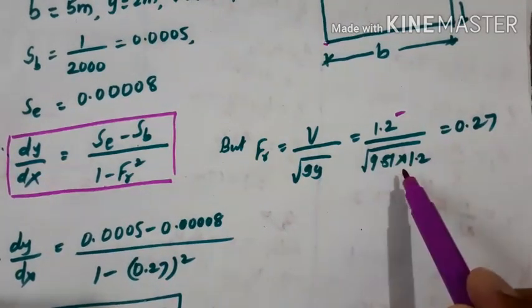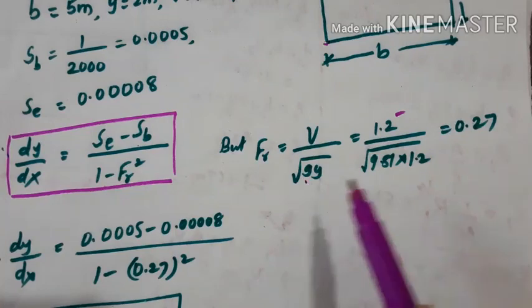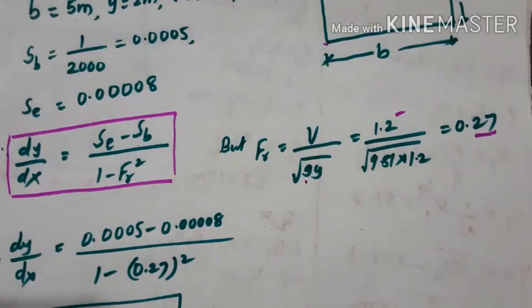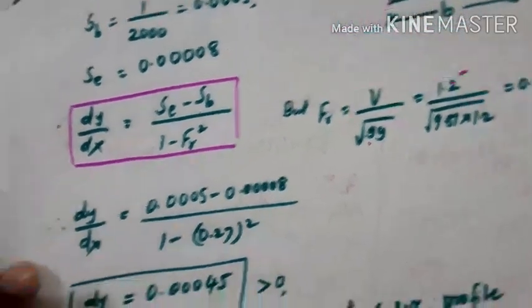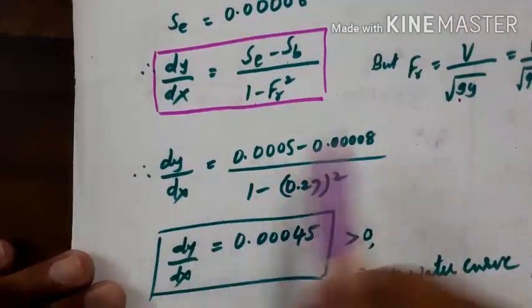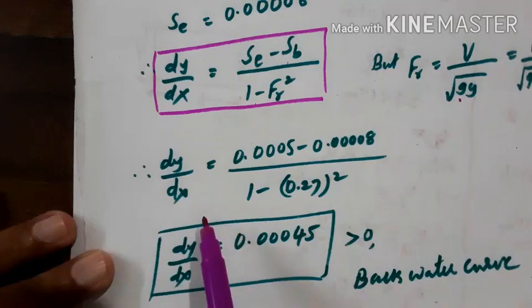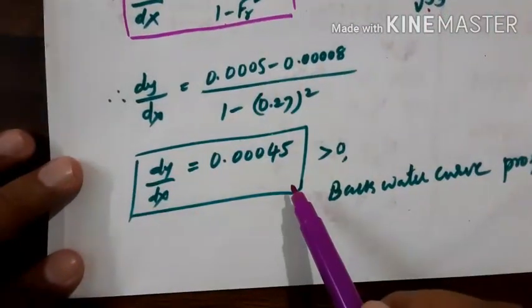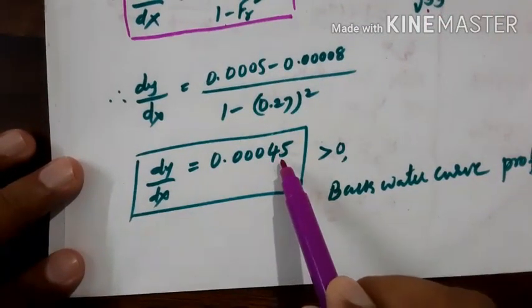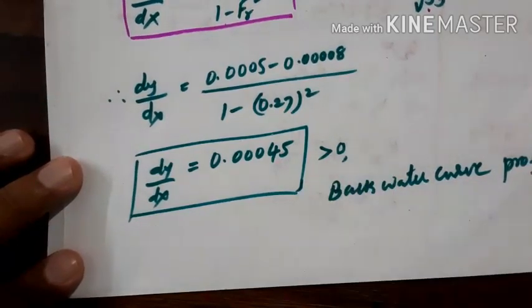Substitute the value of g and y here. This is the g and this is the y. We get the Froude number as 0.27. Then substitute back in this equation, and we get the dy by dx value as 0.00045, which is greater than 0.